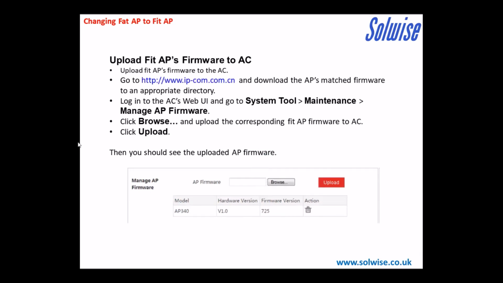So the process of doing this is, first of all, you have to upload the AP's FIT firmware into the controller. To do that, you go to the IPCOM website, link here, and you download the AP's matching FIT firmware file. So when you see this screen here on the access controller, you go to manage firmware, you click on browse, you then upload that file that you've downloaded from the IPCOM website, and when you click on upload, what actually happens is that firmware is then loaded into the memory or the drive built into the AC3000 controller.